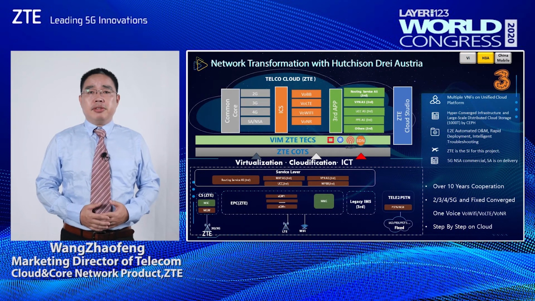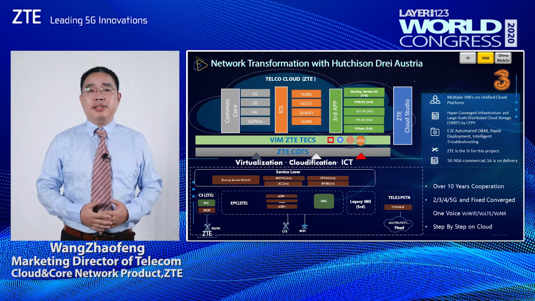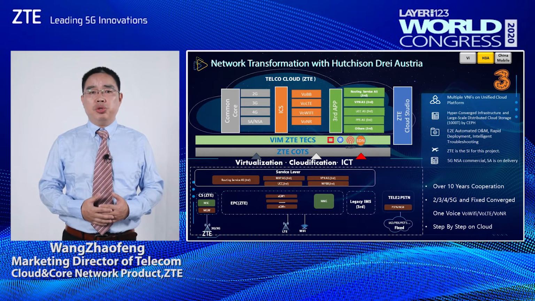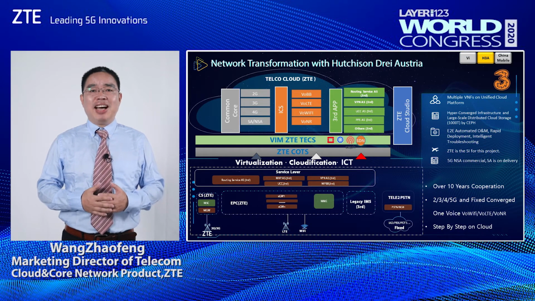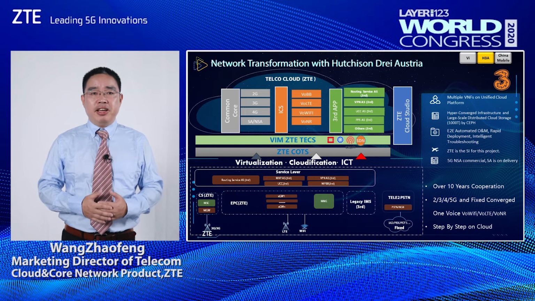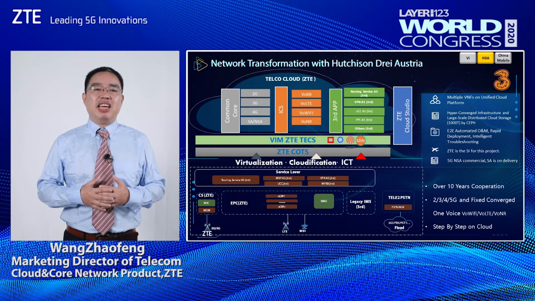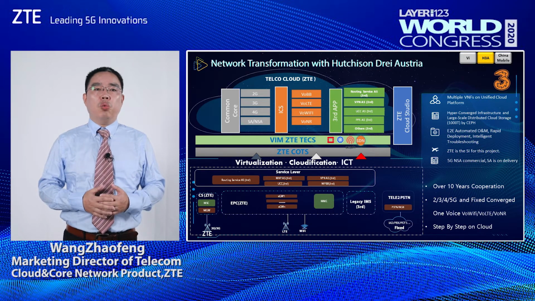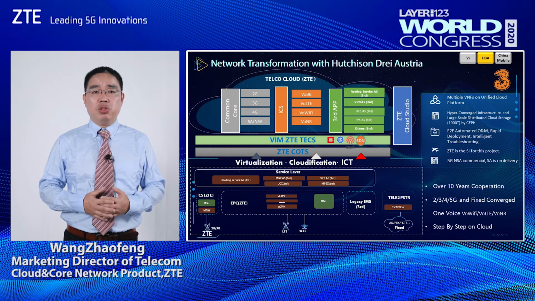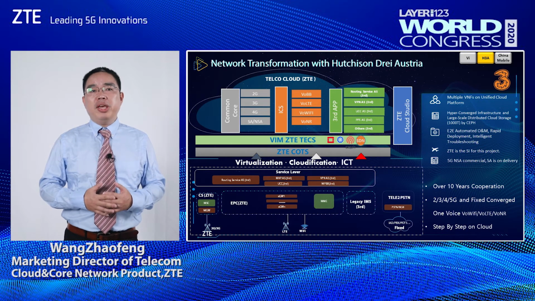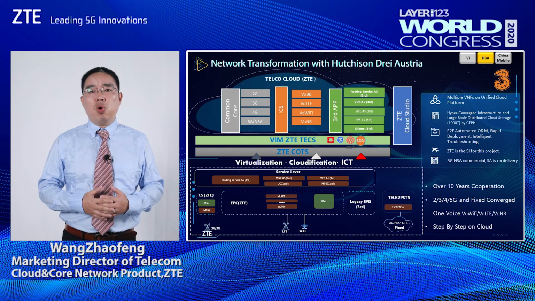The second case I will share with you is the end-to-end ZTE Common Core solution in Hutchison Drei Austria. It includes hardware, VIM, VNF, and MANO. All of them are from ZTE. ZTE has more than 10 years of cooperation history with Hutchison Drei Austria since 2010. Both parties achieved number one in P3 tests many times during our cooperation.